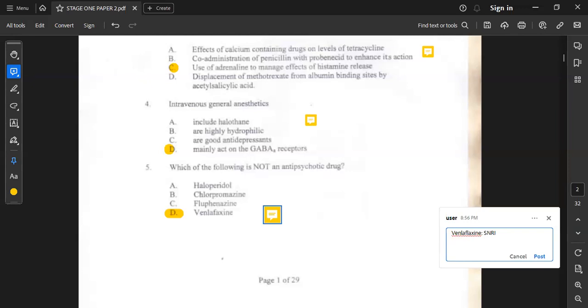Also to remind ourselves about these antipsychotic drugs, they could be classified either as first generation or second generation, or like with low potency and high potency. So in this, I think chlorpromazine is the low potency while the other two are high potency.